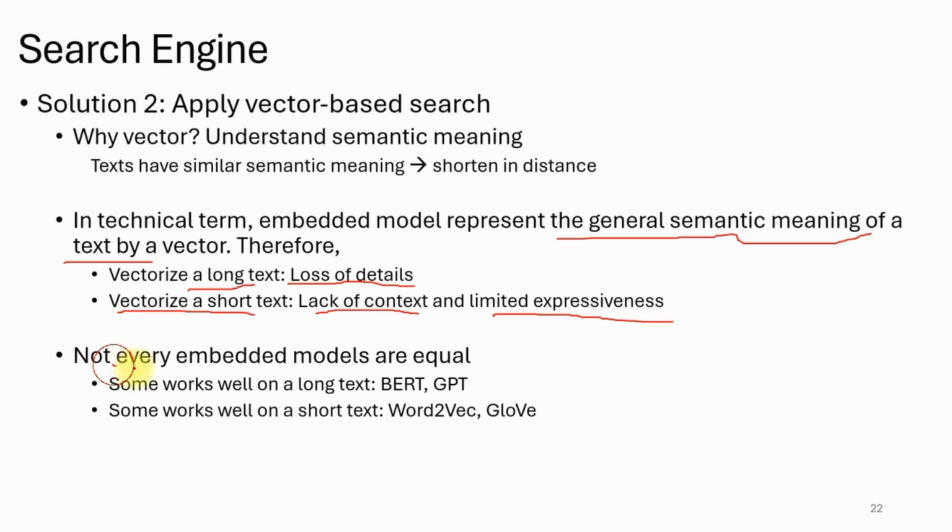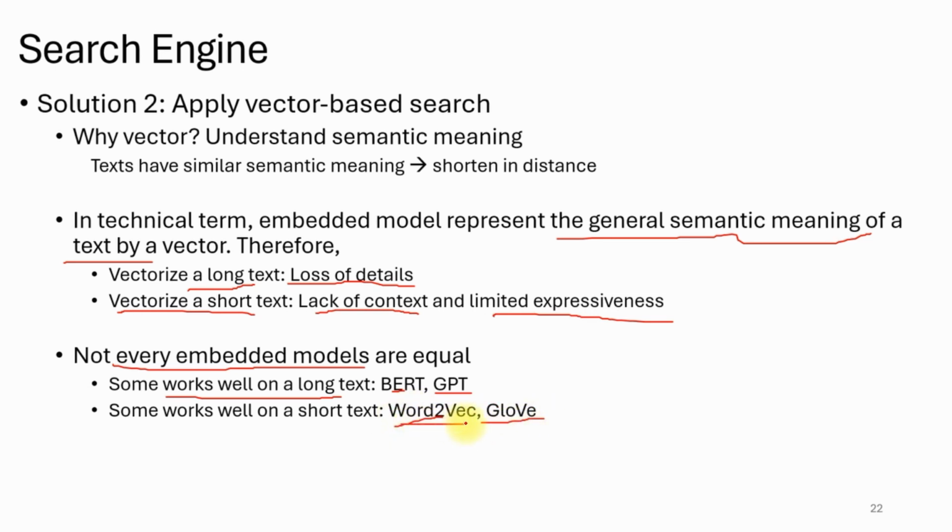And the second drawback is that not every embedding model is equal. Some models work really well on long text, such as BERT or GPT, because, as you can see, most of the time they work with really long paragraphs and generate long output. So if you use a GPT model for embedding a long paragraph, it can understand the semantic meaning. But if you want to use an embedding model for short words, then you have to use word2vec and GloVe.